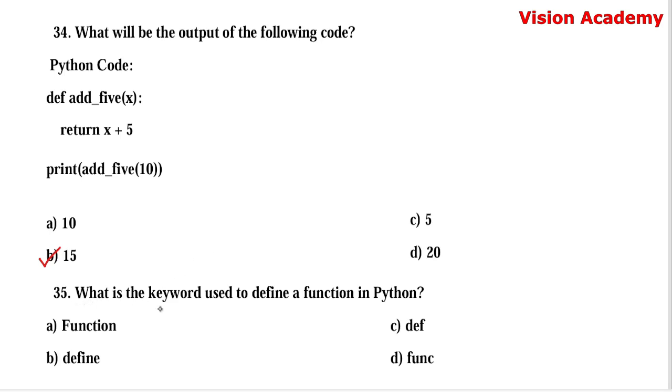Question number 35. What is the keyword used to define a function in Python? Option A, function. B, define. C, def. D, func. Here option C, def is the right answer.